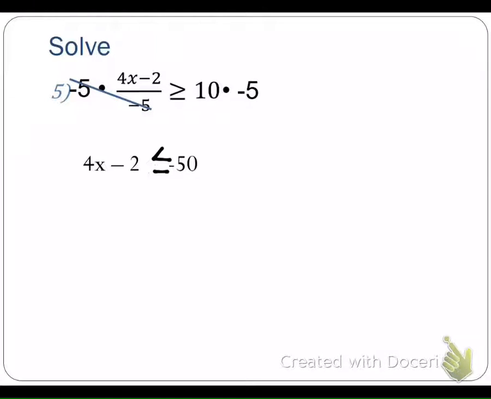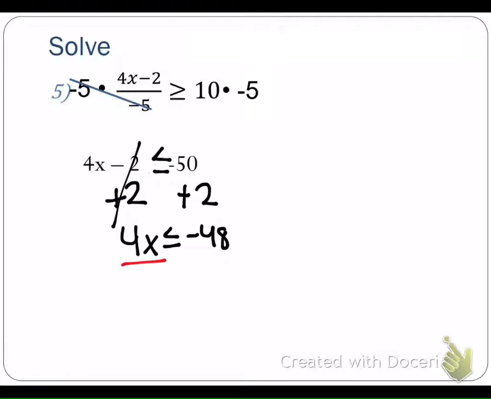Okay? Now, I am going to add 2 to both sides. Negative 48. So 4x is less than or equal to negative 48. Then what? Divide by 4. Divide both sides by 4. X is less than or equal to negative 12.